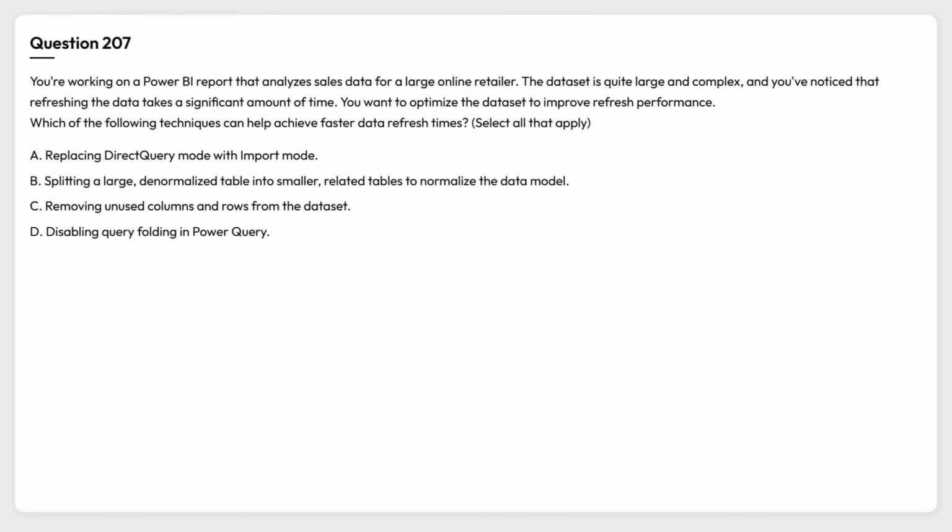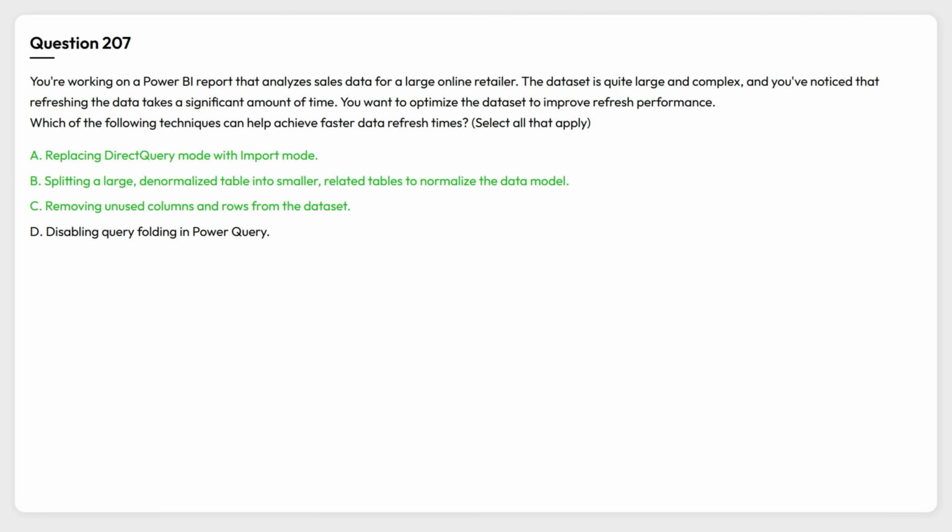Option A. Replacing direct query mode with import mode. Option B. Splitting a large denormalized table into smaller related tables to normalize the data model. Option C. Removing unused columns and rows from the dataset. Option D. Disabling query folding in Power Query.